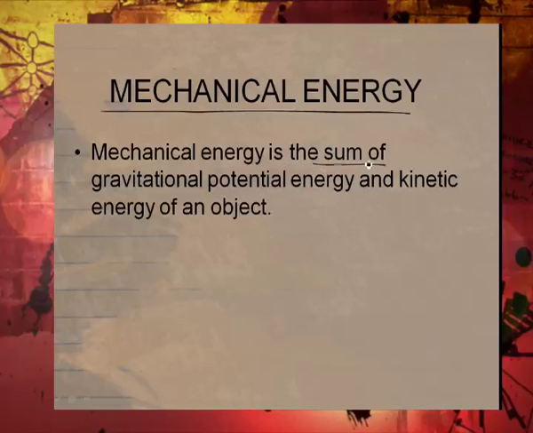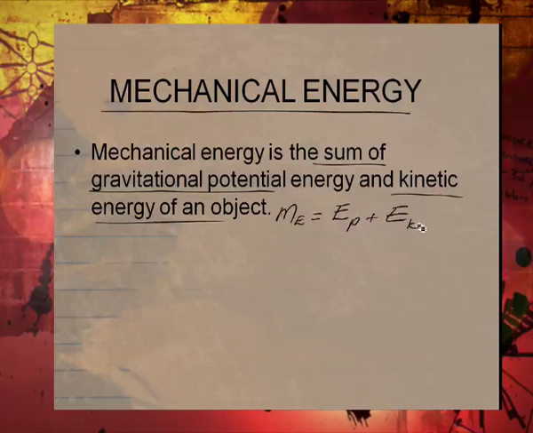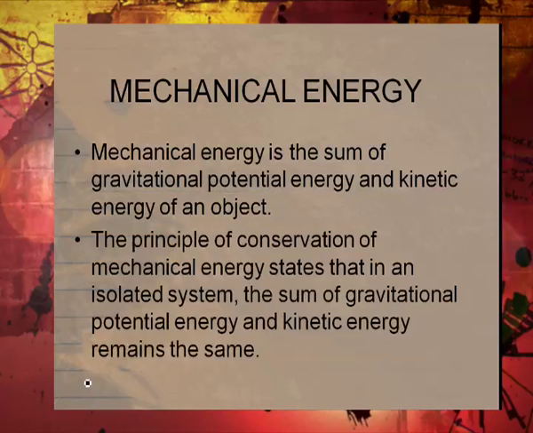Welcome back, and now we're going to look at something that I said earlier on in our first segment: mechanical energy. Let's see what it is. Mechanical energy is the sum of gravitational potential energy and kinetic energy of an object. So from this you can quickly see that mechanical energy is equal to EP plus EK. That's what that statement is saying. If you add the two, you get the mechanical energy of the object.